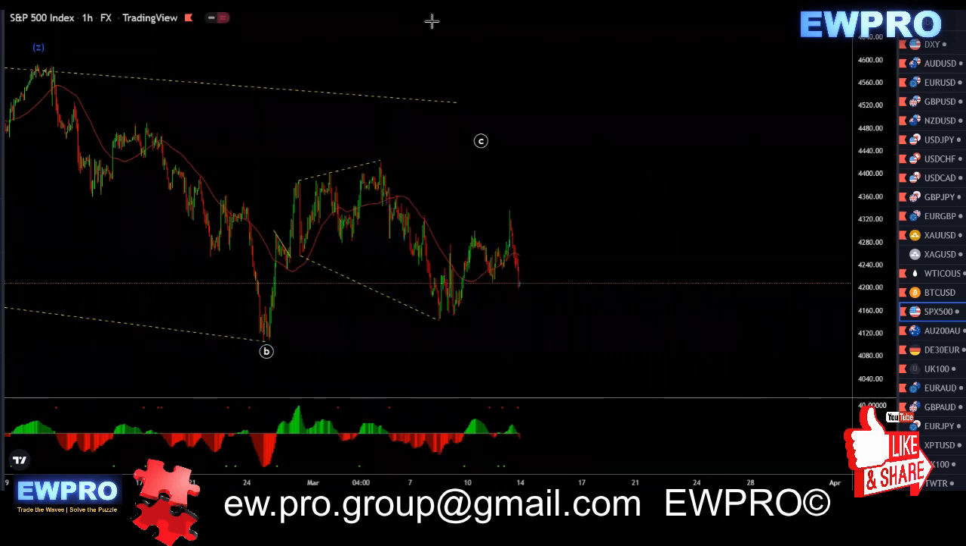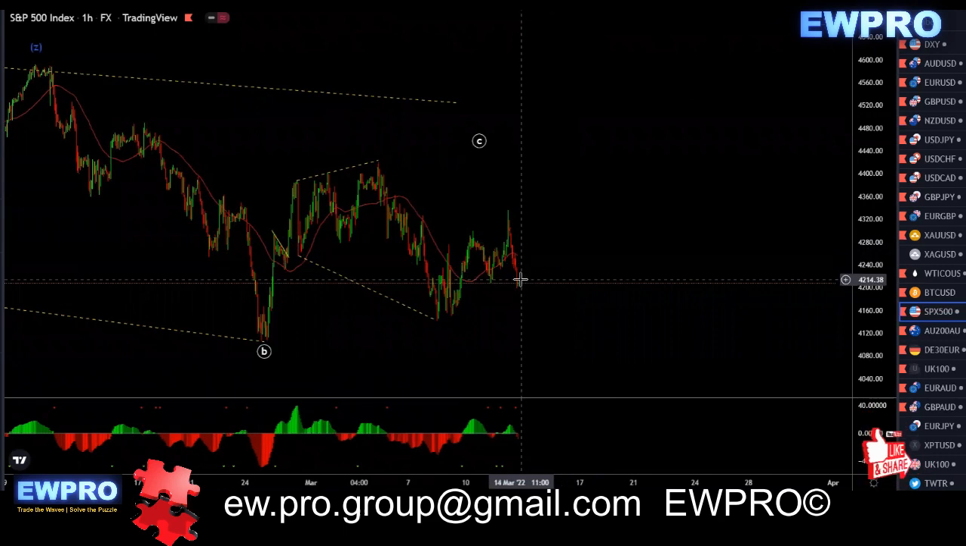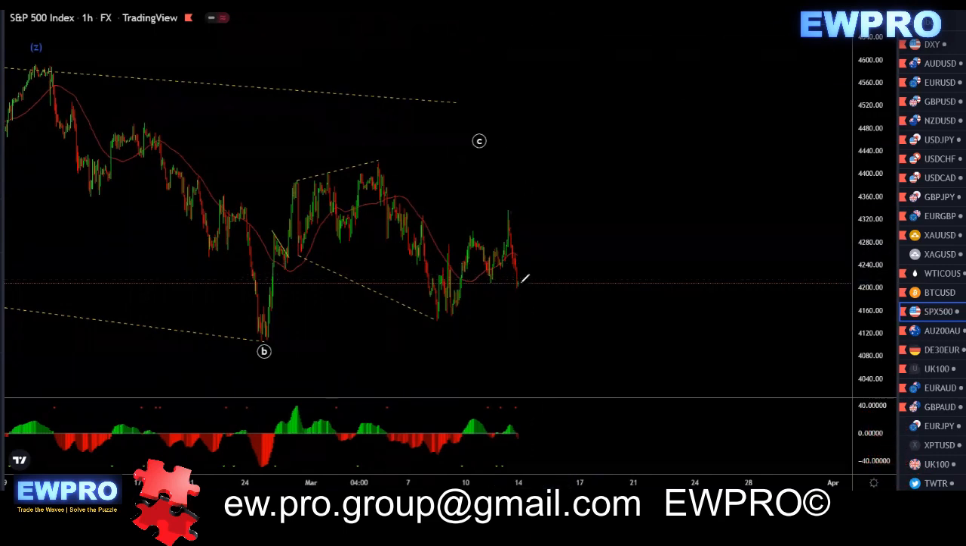Yeah, you really got to look for the structures and trade accordingly. But at this stage, you would be looking for a sell setup in here, bearish flag or correction on the lower time frames to look for a sell.